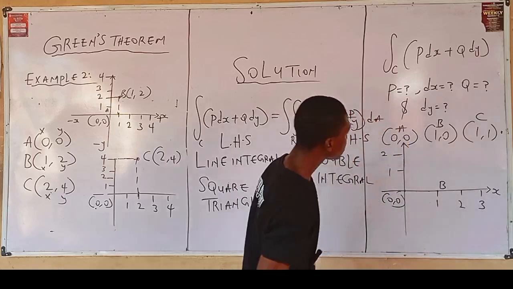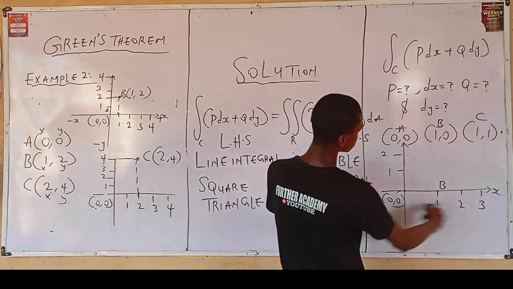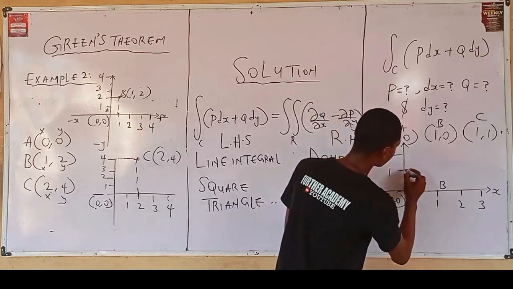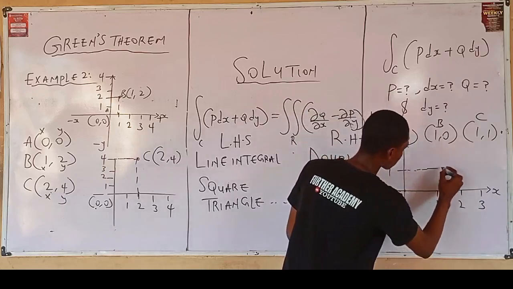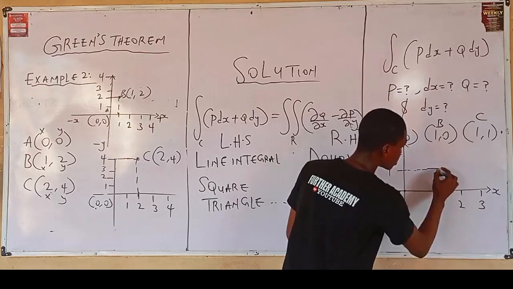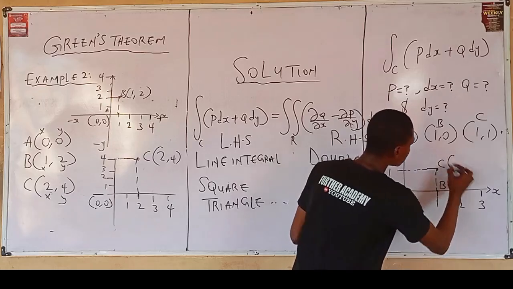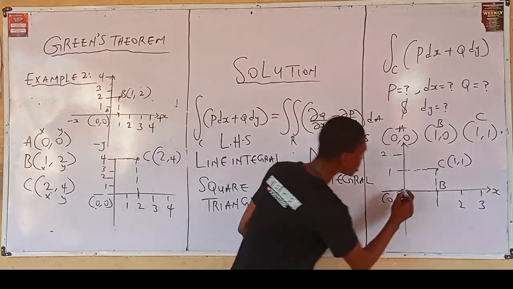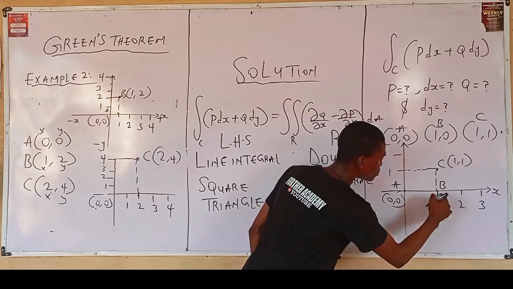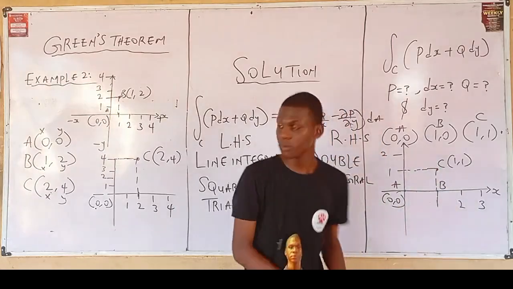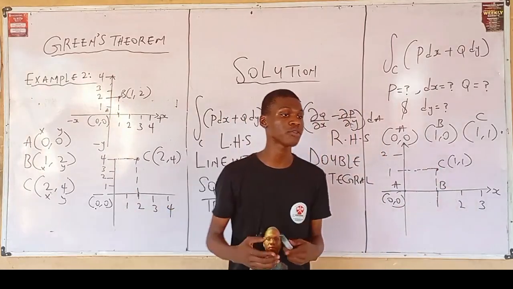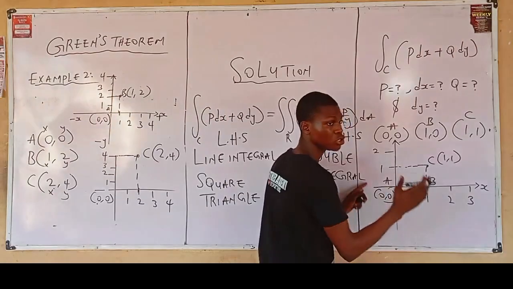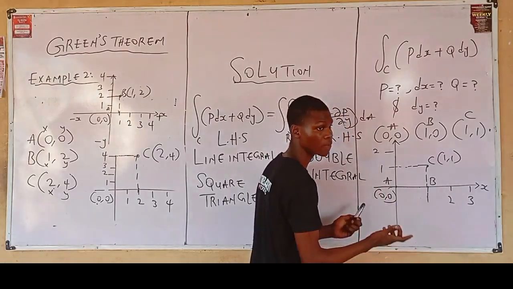Lastly, I have C. Meaning x is 1, and y is 1. So I'm having it at this point. Let's trace. This is for C, meaning (1, 1). Now, the idea is that this is point A, this is B, this is C. From that question, we already know that I'm going to have the word triangle, meaning each point is joined together with a straight line.